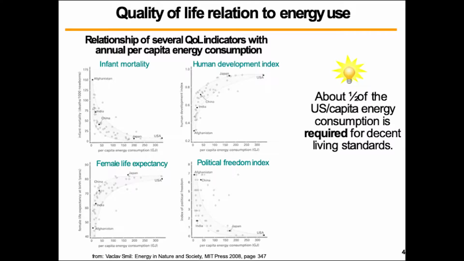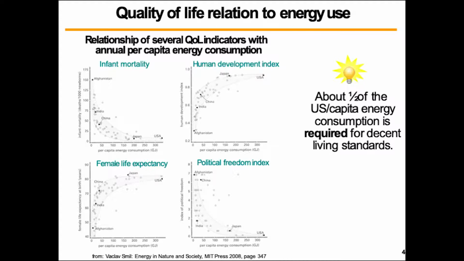Second point is that if you look at the quality of life indicators, they can be infant mortality, HDI, life expectancy, political freedom index. It doesn't really matter what you take. They correlate with energy consumption per capita. Now, in these plots, the United States is in the far right, but there are, of course, countries which have higher energy consumption than the United States: Canada, the Gulf countries, and so on. But that's not the point.